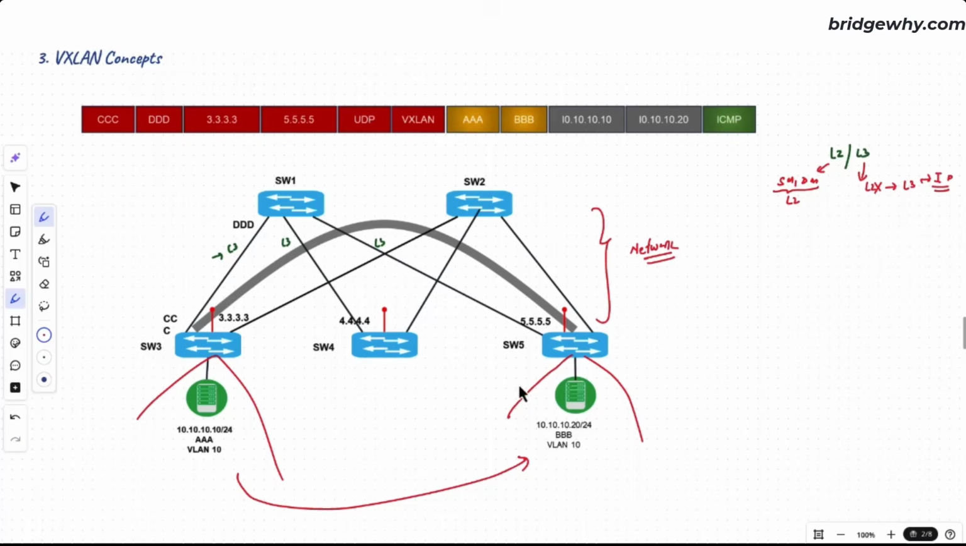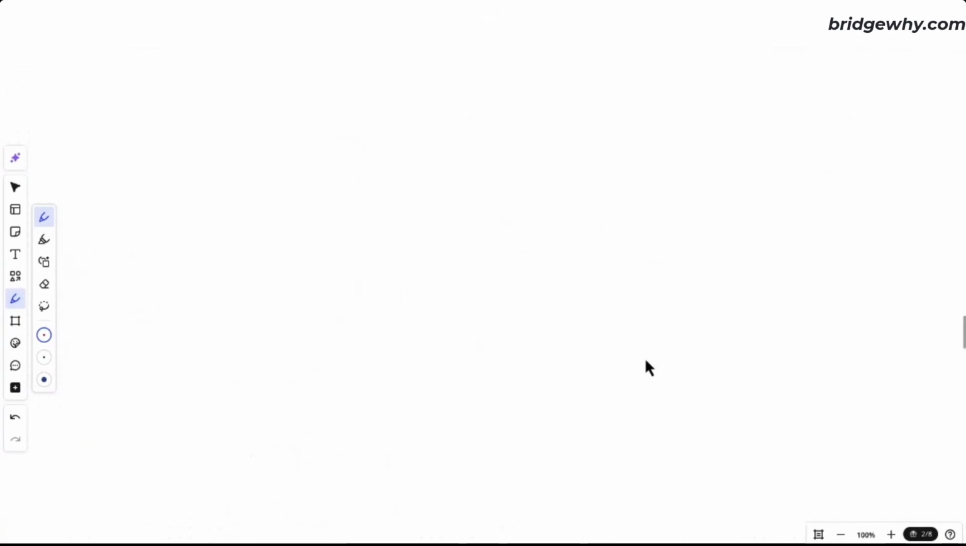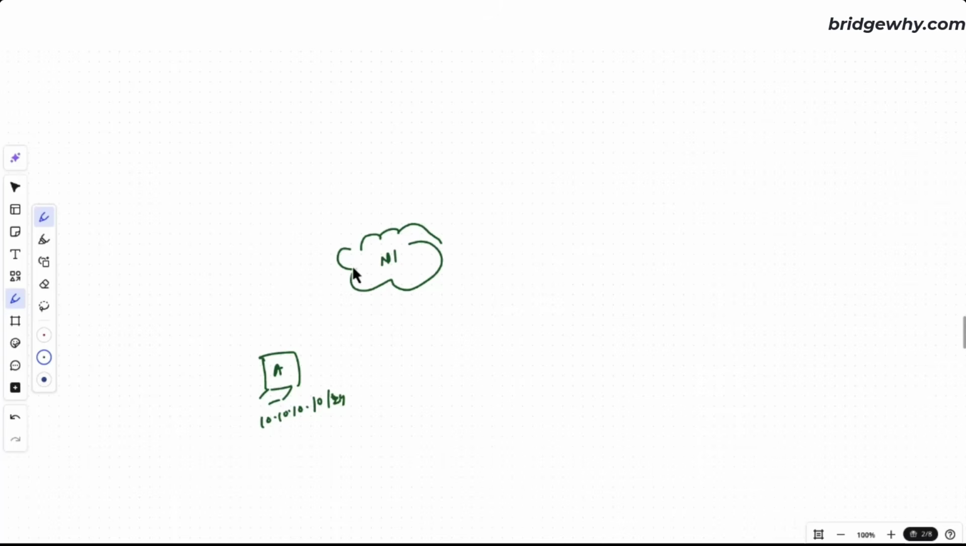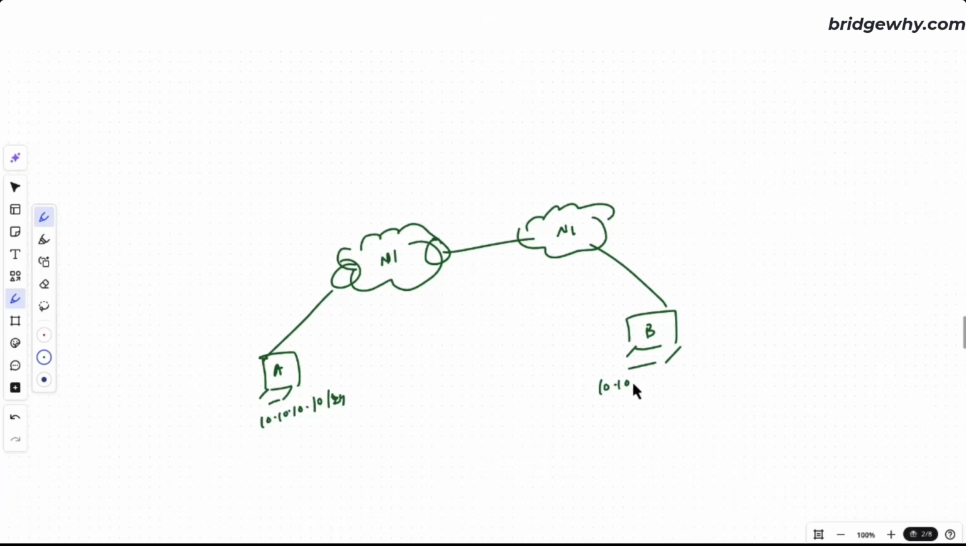Generally, what happens, if I have one computer here, suppose this is 10.10.10.10/24, and then I have one network, which is network number 1, meaning I have a router here, I have a router here, and then I have another network, which is network number 2, and then I put this computer here, which is A, and here is B, right? I can't give it 10.10.10.20/24. This should be in a totally different network.